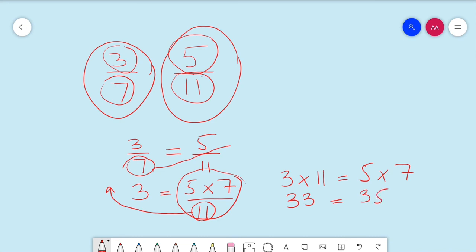So now they both are not equal. Actually, 35 is greater than 33. So we need to change the equals sign in the same way with the greater than sign. Now we can say 3/7 is less than 5/11. So we proved our equation.